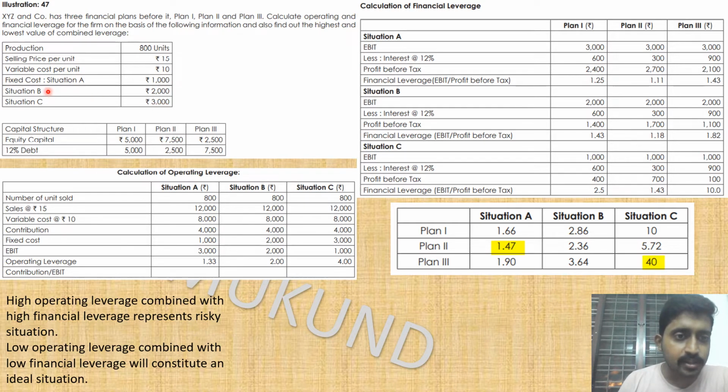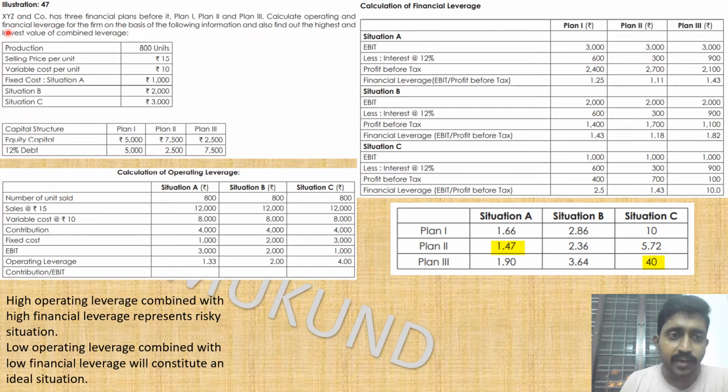So next, there is a fixed cost in 3 situations: situation A, B, and C. So situation A, situation B, situation C. Sales minus variable cost is contribution, contribution minus fixed cost is EBIT. So contribution divided by EBIT is going to give you the operating leverage. So degree of operating leverage is found from this table.